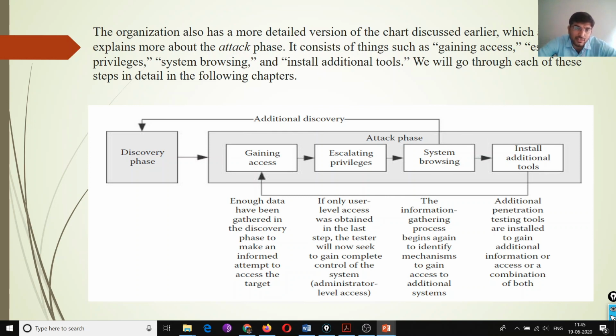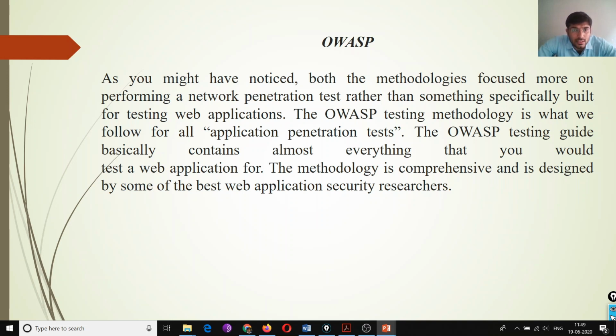Then we need to perform system browsing and install additional tools. If we want to inject some file, if we want to use DLL injection, DLL hijacking, RFI, LFI, so definitely we need to install some additional tools also. We will go through each of these steps in detail in the following sections, right? So these things are associated with, again, NIST, but it is the extended version of NIST. It's almost identical.